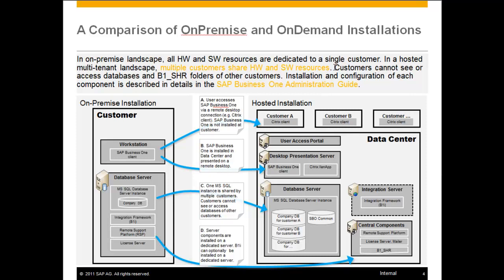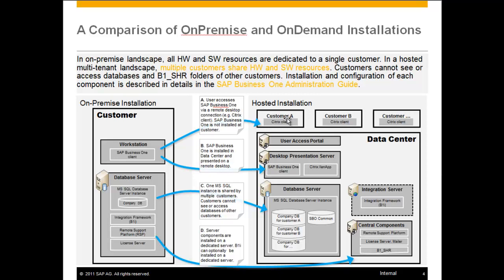Customers, by definition and by design, cannot see each other's databases, and they cannot access the databases and the B1 shared folders of other customers. And the installation and configuration of all of this is handled by our cloud control console, as well as the underlying architecture of SAP Business One, which when it is installed correctly in the on-demand scenario actually allows you to do that. So let's then look at this on-demand installation.